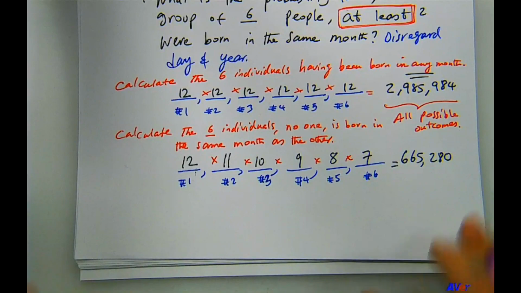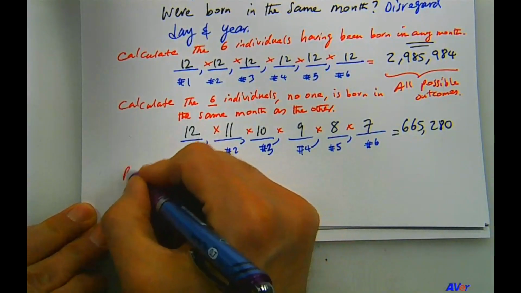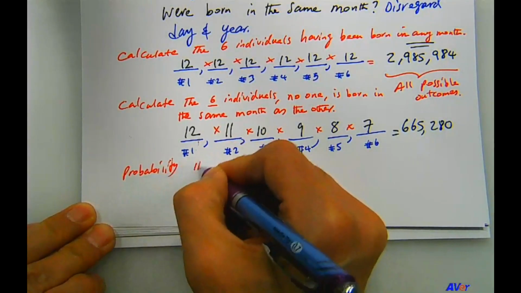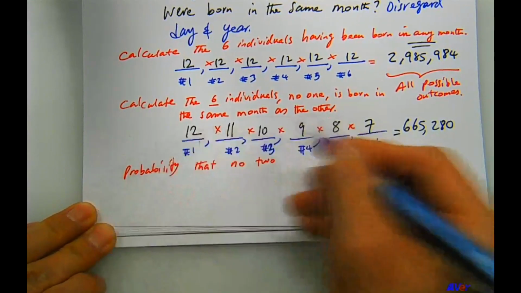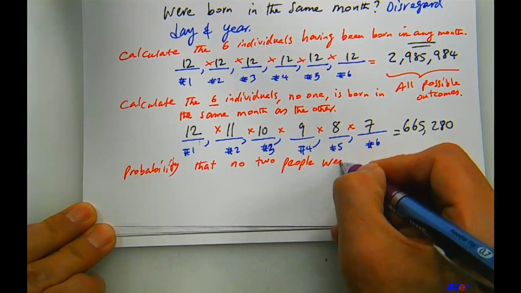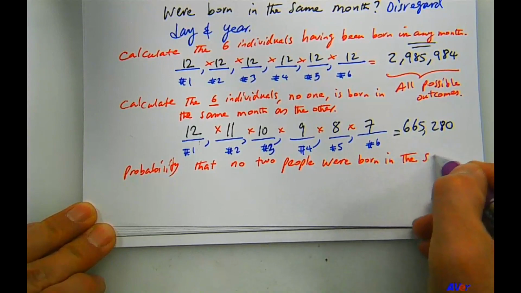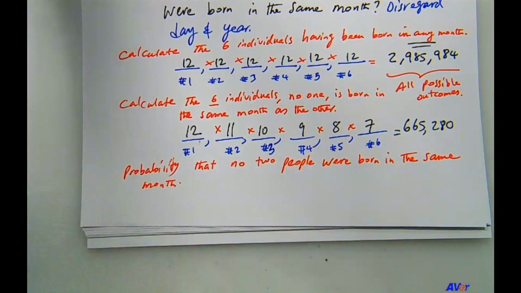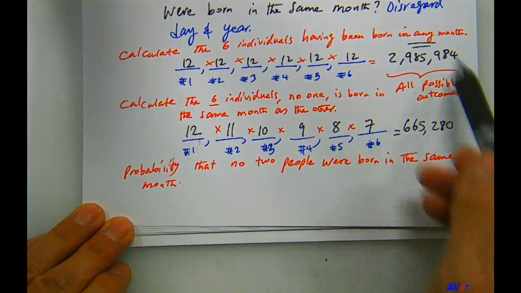Now we can find the probability that no 2 are born in the same month. So the probability that no 2 people from this group are born in the same month, right? So it's simply a matter of taking the ratio of this number by that number.